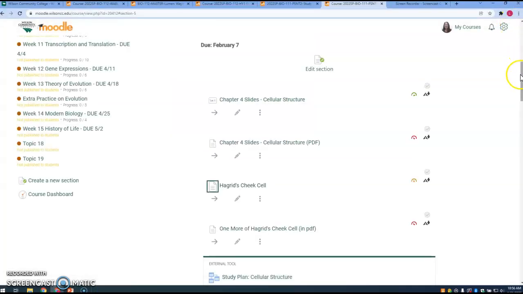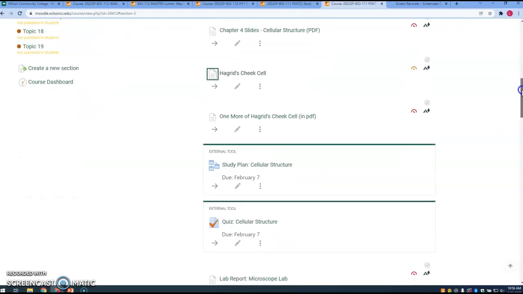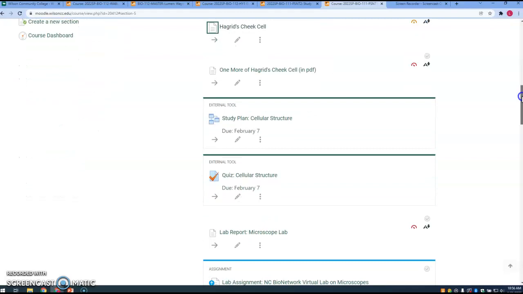So I made this during COVID, during the time when it was not a good idea to be swabbing students' cheeks, and all that. So the possibility of sharing, getting COVID, it just was too much of a risk. So anyway, then I've got another picture of Hagrid's cheek cell.